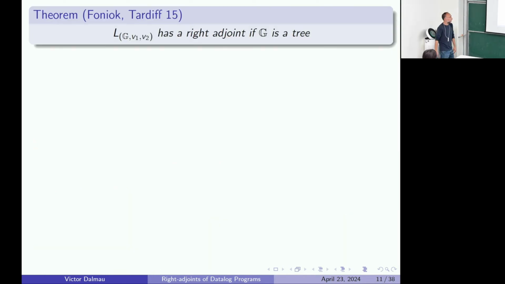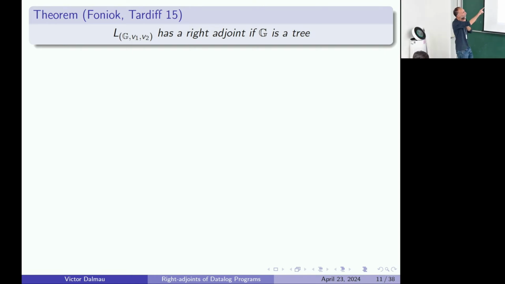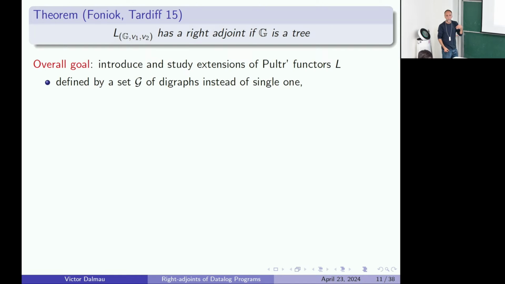So what is in the literature? This was studied by Foniok and Tardif, and they proved that every such functor has a right adjoint if it's a tree. Now with Mark, we don't understand this super well, and I was not prepared to give a talk on this, but that's a result that was known. But that's not a lot. For our purposes, we need to understand it better.